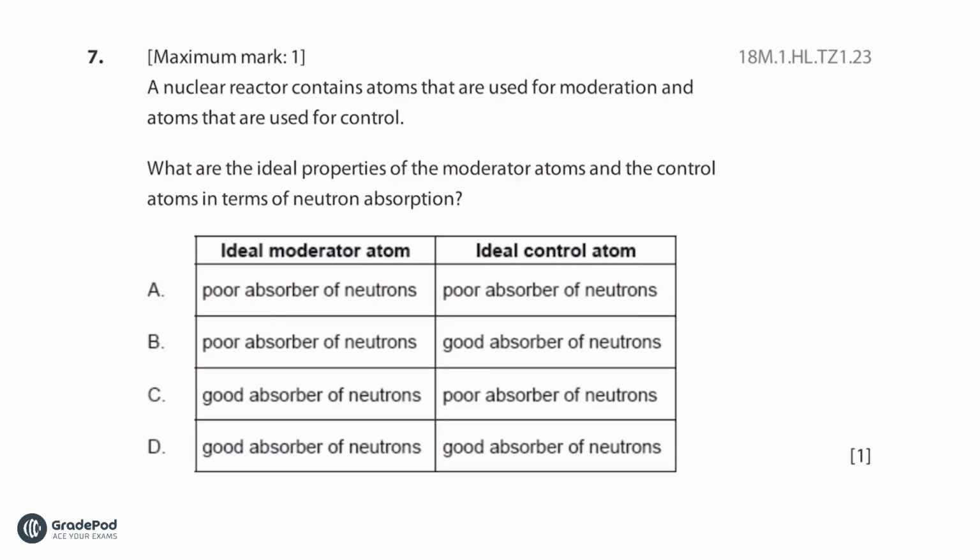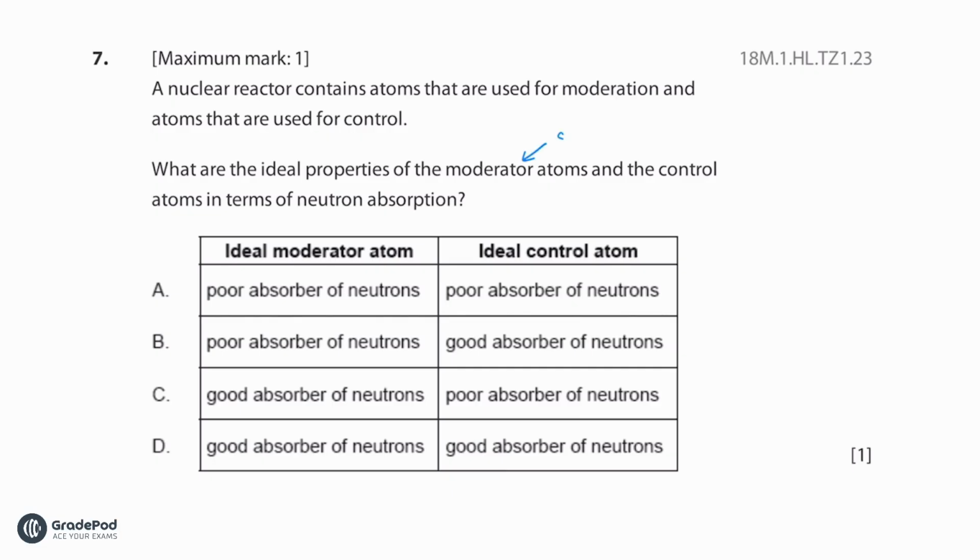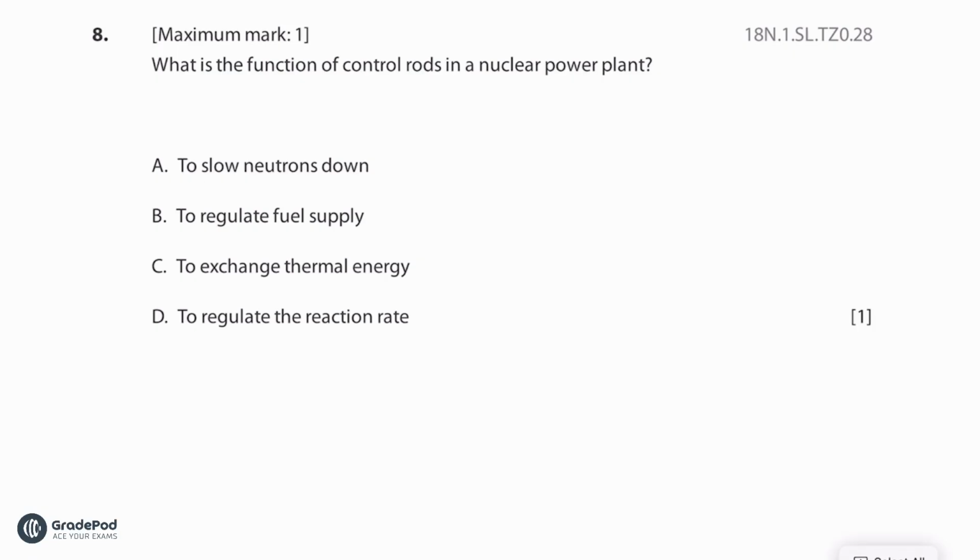Question 7. A nuclear reactor contains atoms that are used for moderation and atoms that are used for control. What are the ideal properties of the moderator atoms and the control atoms in terms of neutron absorption? The moderator atoms have to slow down the neutrons, not absorb them. So we don't want a neutron absorber for a moderator. We want it to be a poor absorber of neutrons. The control atoms have to absorb neutrons to keep the reaction right. So it has to be a good absorber of neutrons. The answer is B. Question 8. What is the function of control rods in a nuclear power plant? It's to absorb neutrons, to regulate the reaction rate.